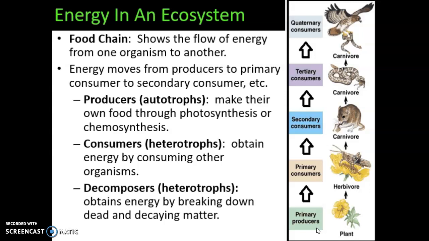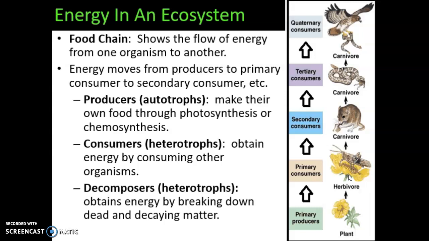Now, that energy from this producer, in this case it's this little plant, gets passed on to the consumer, which is always a type of heterotroph. A heterotroph, you remember, is an organism that can't make its own food through photosynthesis or chemosynthesis and must consume other organisms to get the energy they need to survive.